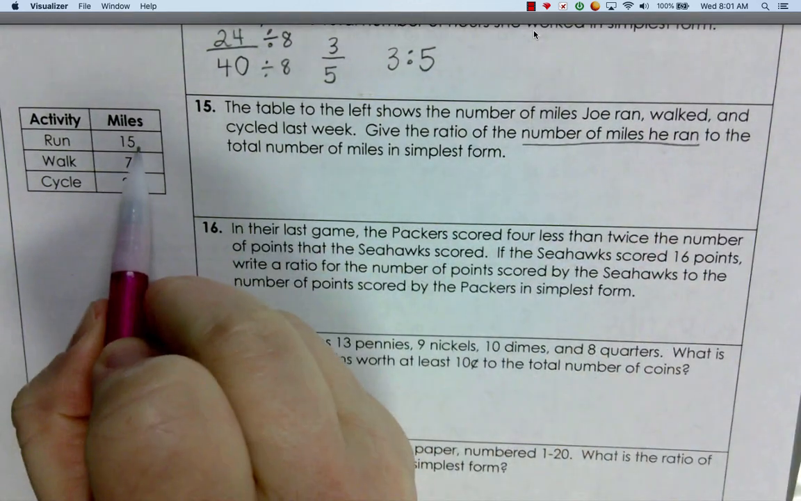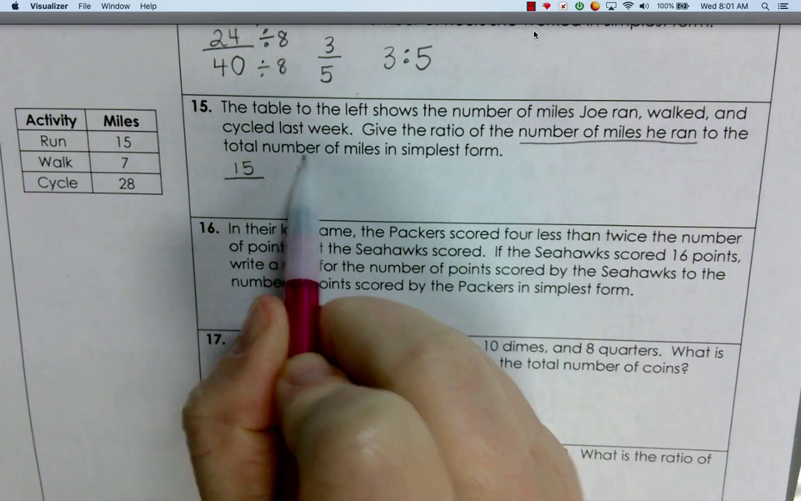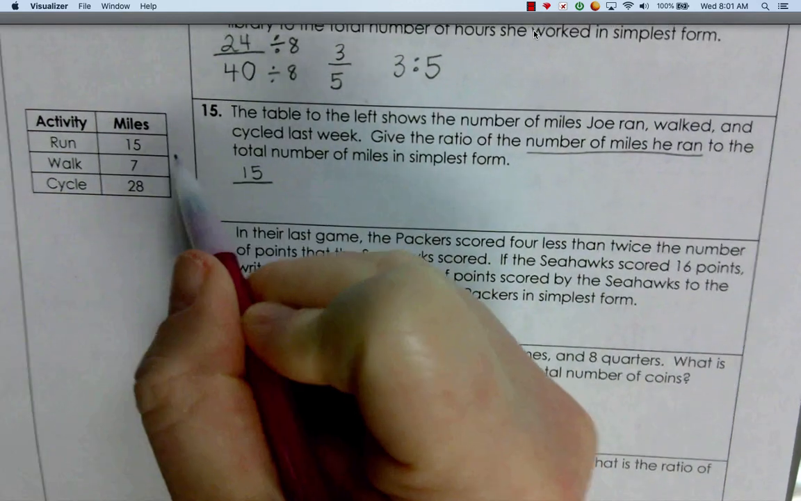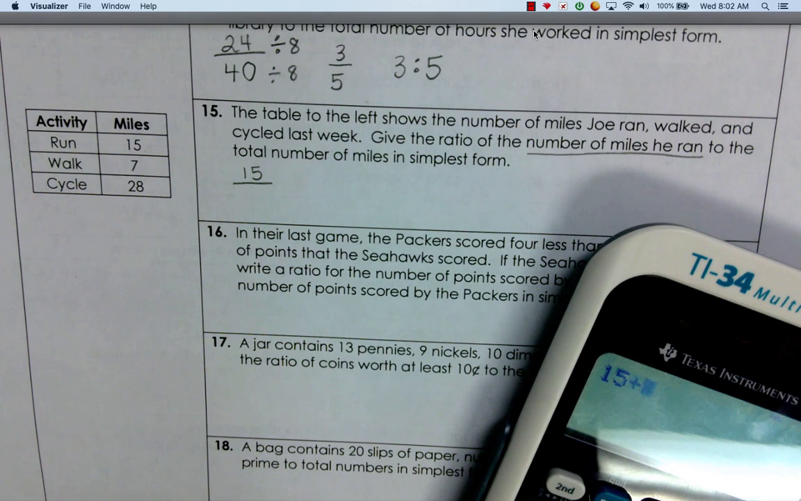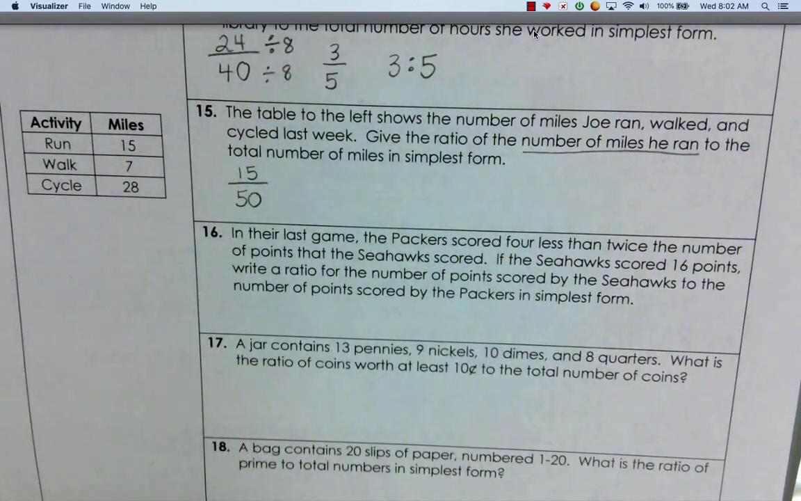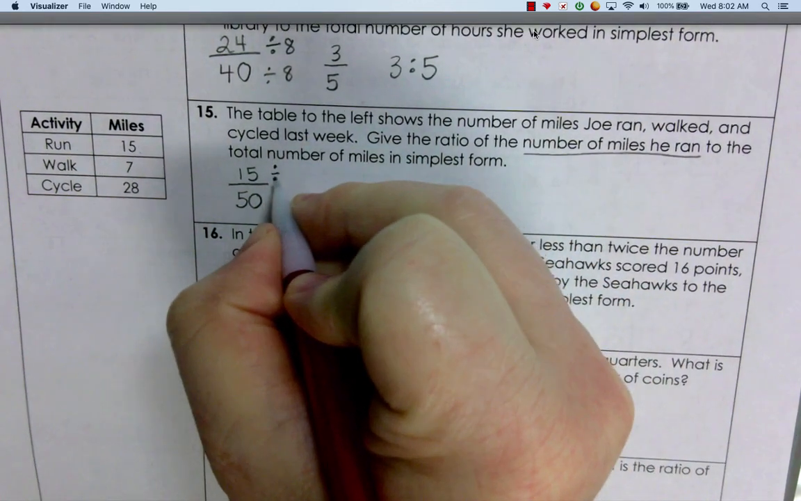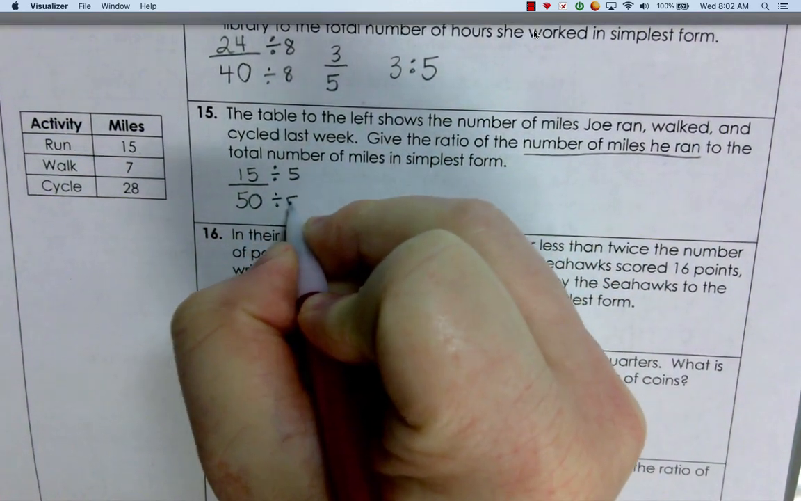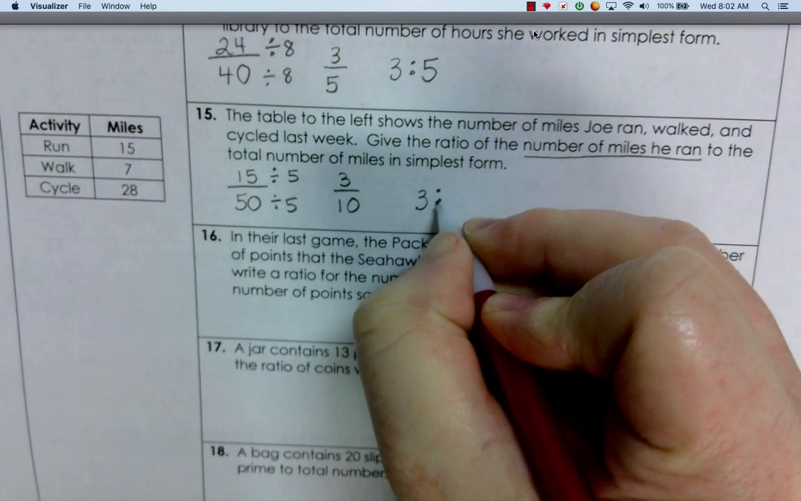Let's go back over here. 15 to the total number of miles. So we're going to add these up. I'm not going to be a superhero and do it in my head. I'm going to be accurate and do it on the calculator. 50. So now I have to find the greatest common factor of 15 and 50. 5. I have 3 to 10, and 3 to 10.